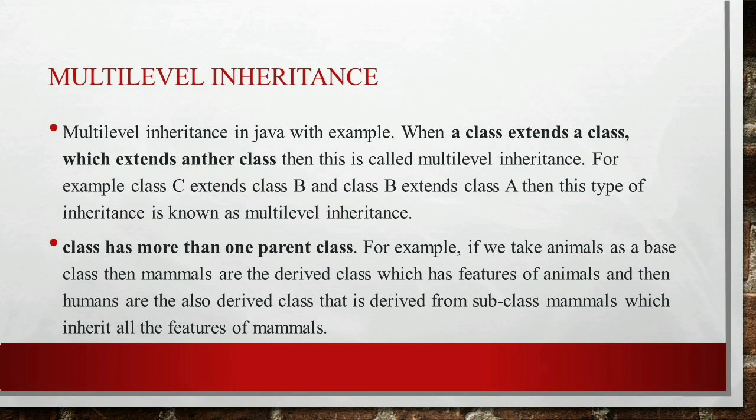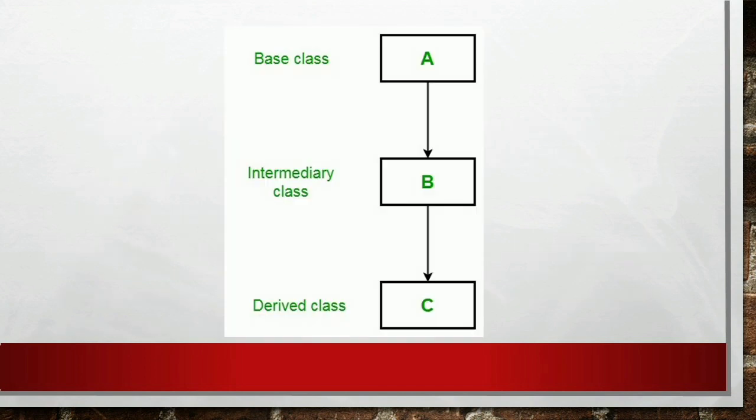For example, if we take animals as a base class, then mammals are the derived class which has features of animals, and then humans are also a derived class that is derived from the class mammals, which inherits all the features of mammals. Here is an example of multi-level inheritance.